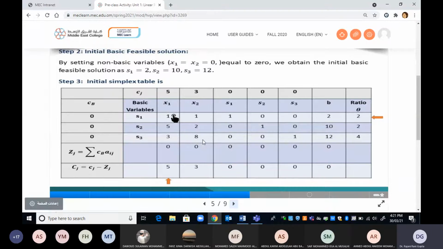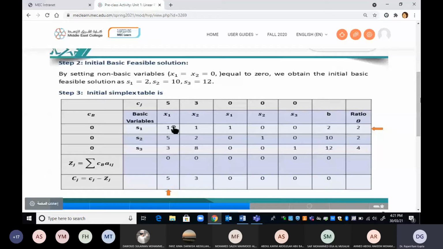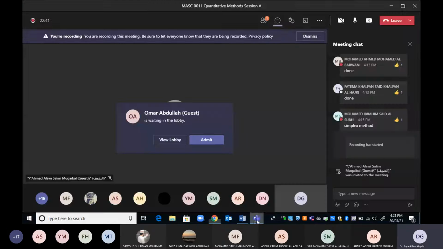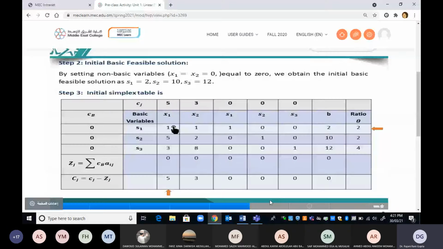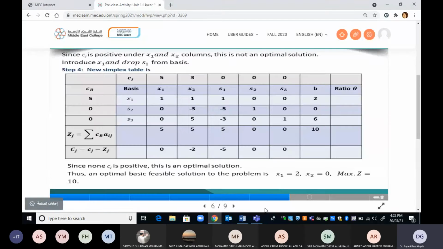Is anyone having any doubt in this? How do we get this table? Any question related to the simplex method? Have you gone through the video? How do we get this second step? For the second step, we have to use a formula.